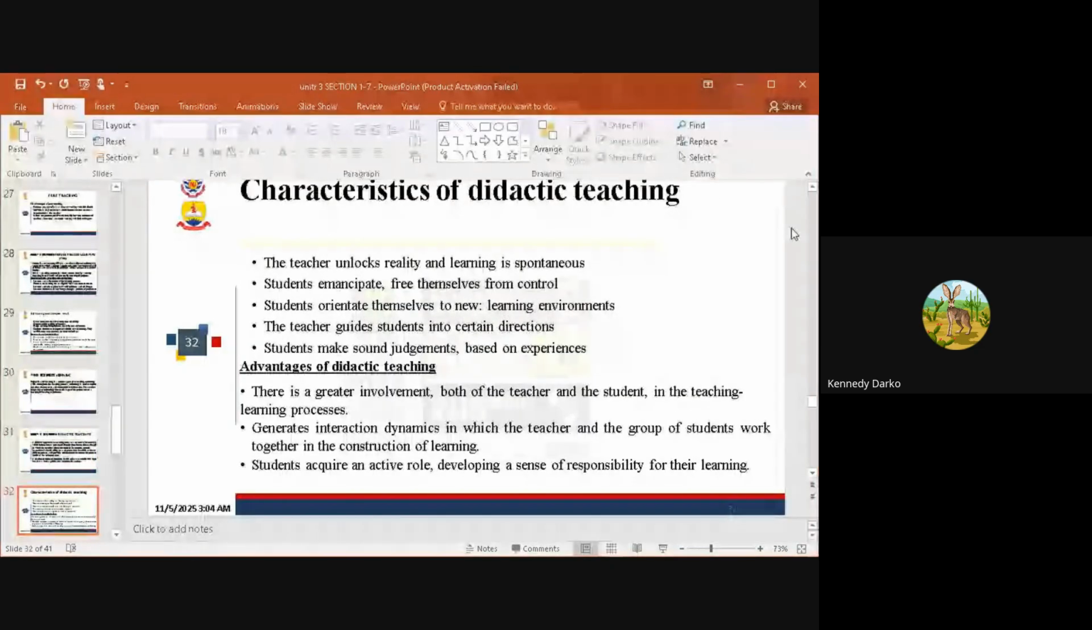Characteristics of didactic teaching. The teacher unlocks reality and learning is spontaneous. Students emancipate, free themselves from control. Students orientate themselves to new learning environments. The teacher guides students in certain directions, and students make sound judgments based on their experience.